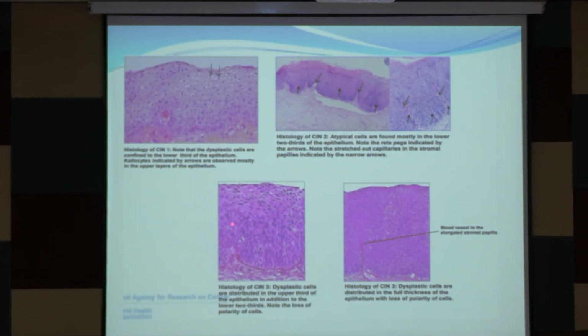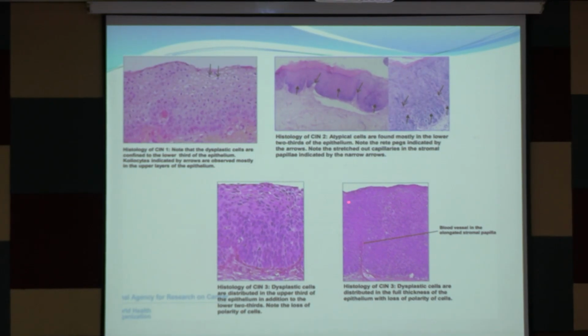Whereas if it's affecting the entire epithelium, from low to high, you can see the abnormal cells on top also having enlarged nucleoli. So that's the CIN3, which is the immediate precursor of cervical cancers.